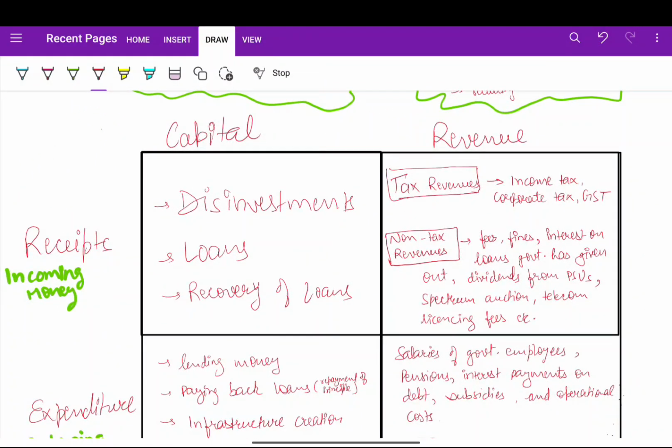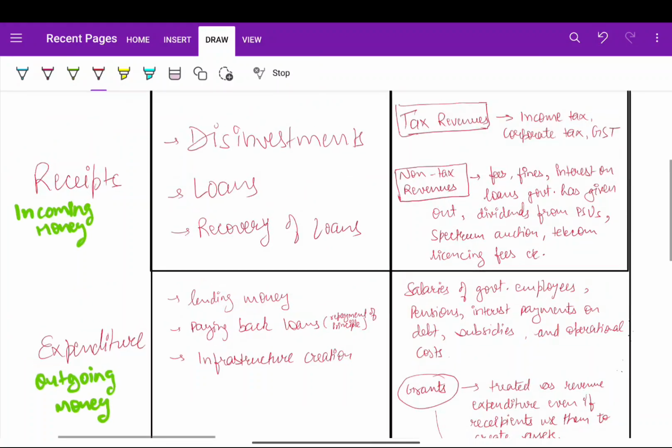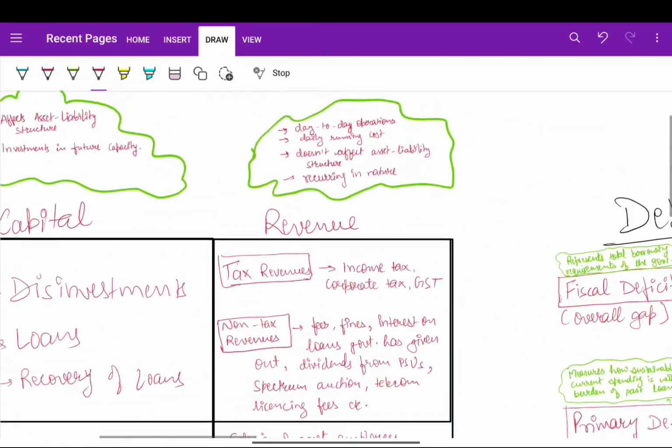Now, if we look at capital receipts, these might come from disinvestments, where the government is selling its stake in PSUs. Then there are loans, the money that the government borrows, because in the balance sheet that shows up as a liability, right? Then recovery of loans. All right. Next is capital expenditure, where the government might be lending money and paying back loans, basically principal amount, and infrastructure creation. So that would amount to capital expenditure.